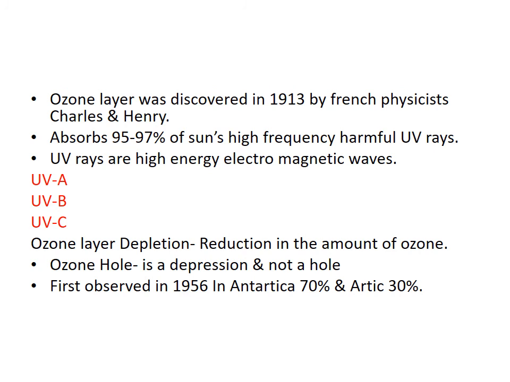The ozone layer was discovered in 1913 by French physicists Charles and Henry. It absorbs 95 to 97% of the sun's high frequency harmful UV rays. UV rays are high energy electromagnetic waves: UVA, UVB, UVC. Ozone layer depletion is a reduction in the amount of ozone. The ozone hole is a depression and not a hole. It was first observed in 1956, in Antarctica 70% and Arctic 30%.